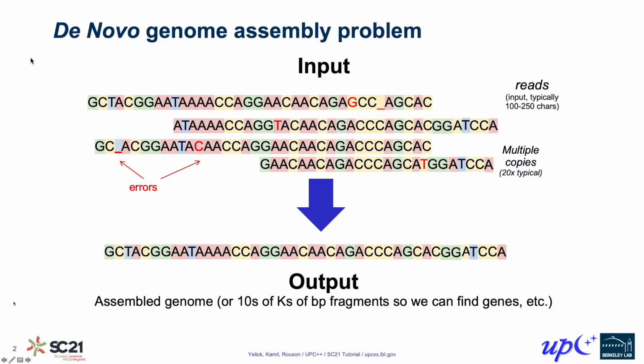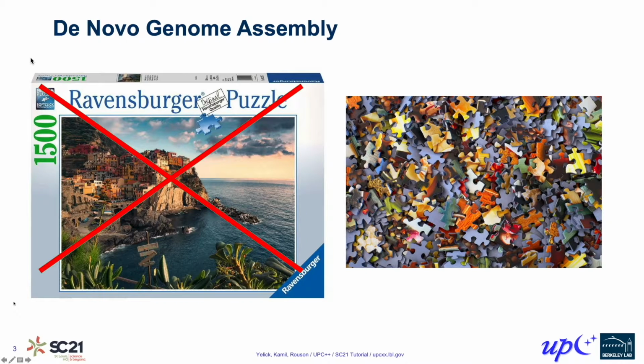The problem is to determine how each of these pieces fit together to form the complete genome of a species. It's called de novo assembly because for most microbial species, unlike the human genome, we don't have a reference genome. It's like putting together a puzzle without the picture on the box to show as a reference.